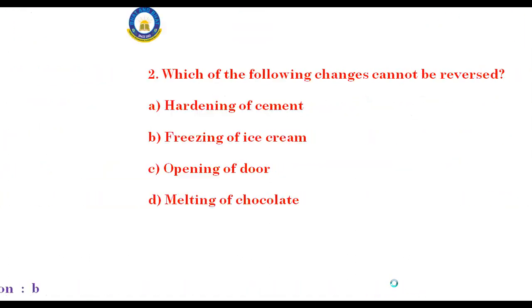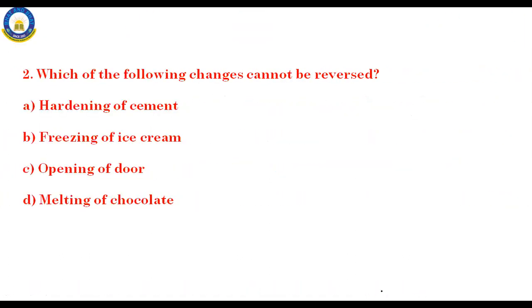So we will go to the second question now. Which of the following cannot be reversed? Cannot be reversed is actually indicating a chemical change, or there are some physical changes which cannot be reversed as well, but here we are concentrating only on the chemical change. Hardening of cement, freezing of ice cream, opening of door, melting of chocolate.